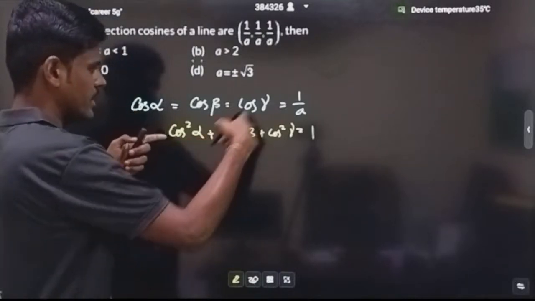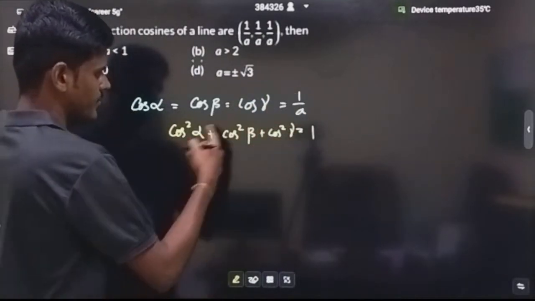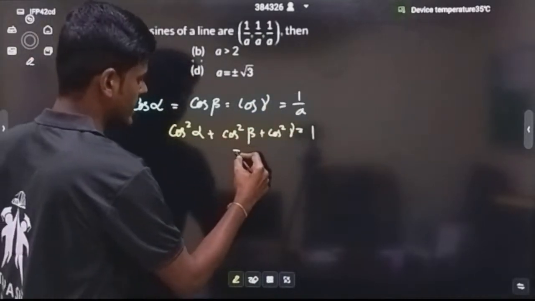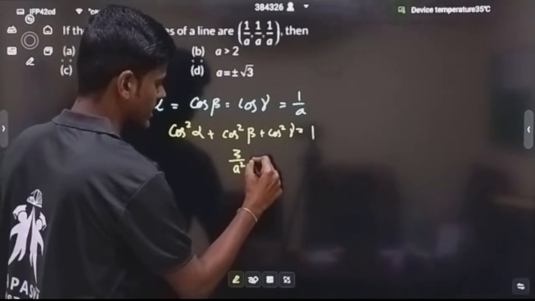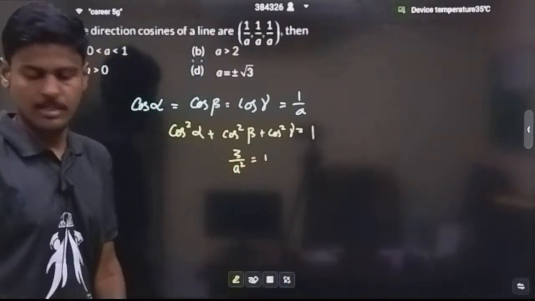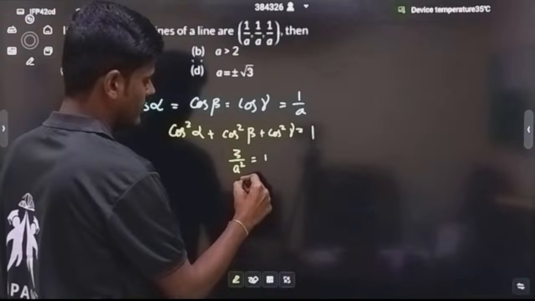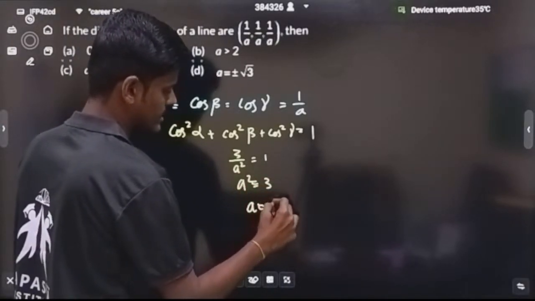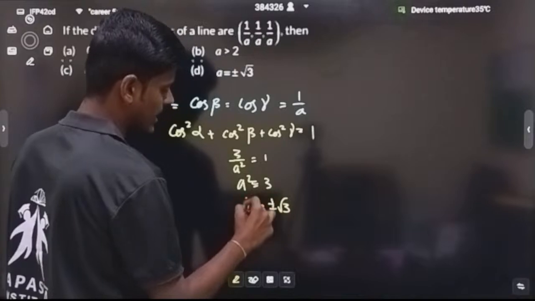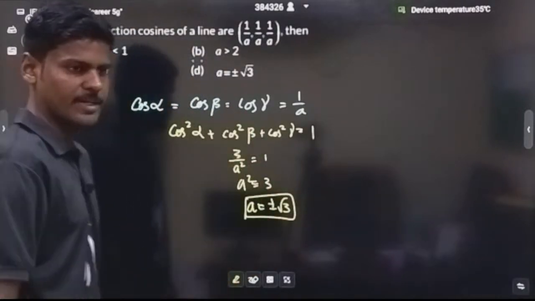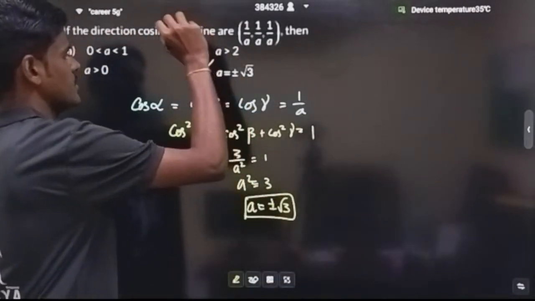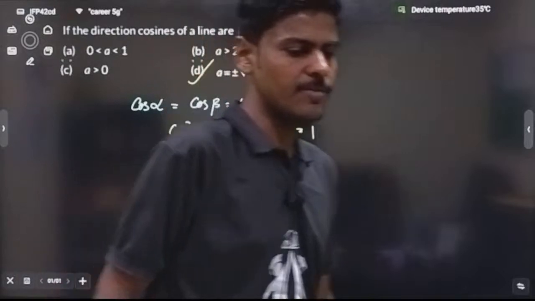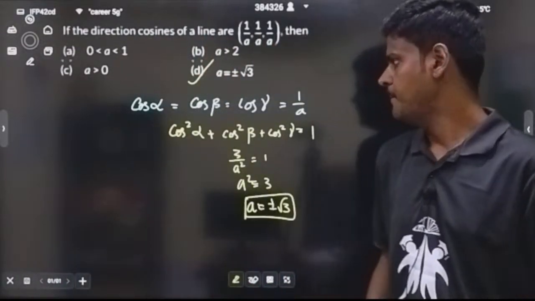So here we will get 1 by a square plus 1 by a square plus 1 by a square, that is 3 by a square equal to 1. 3 by a square equal to 1 means a square is equal to 3. And what is the value of a? a is equal to plus or minus root 3. So this is our required answer. What is the option? Option D, a is equal to plus or minus root 3.